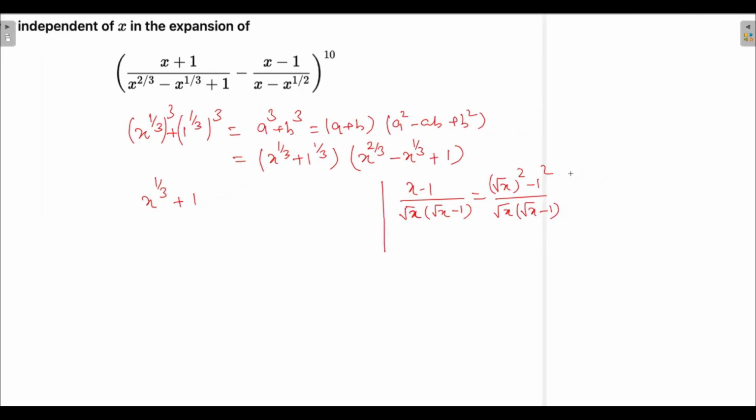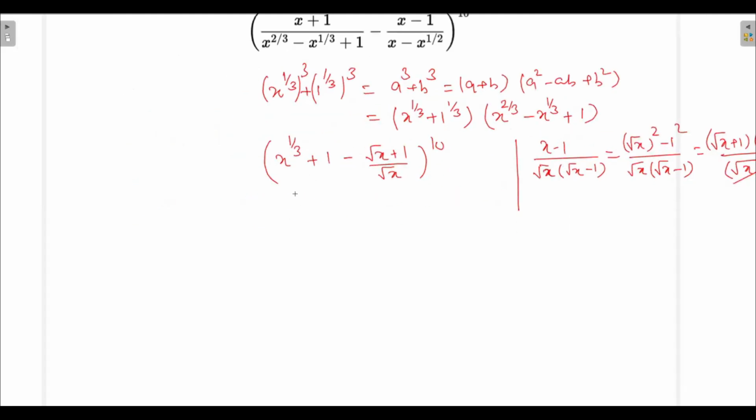Now, this is nothing but a square minus b square. So I will write it as a plus b into a minus b. So this will be square root of x plus 1 into square root of x minus 1 divided by square root of x minus 1. And then there is a square root of x as well. So this and this will get cancelled. What I'm left with here is square root of x plus 1 upon square root of x. And then there's a minus sign here. So let's write this as square root of x plus 1 upon square root of x, and whole raised to the power 10.